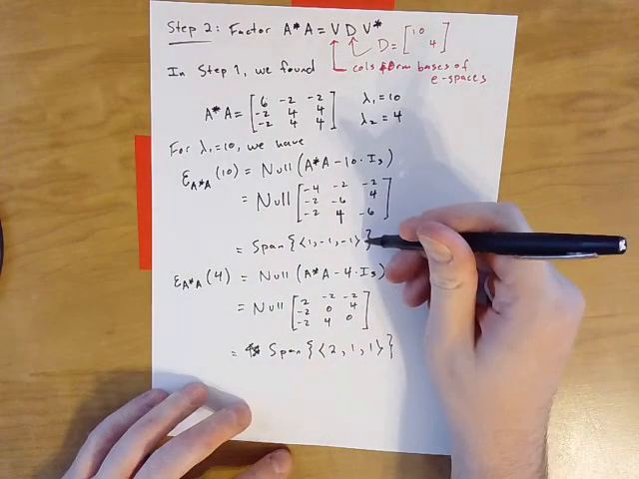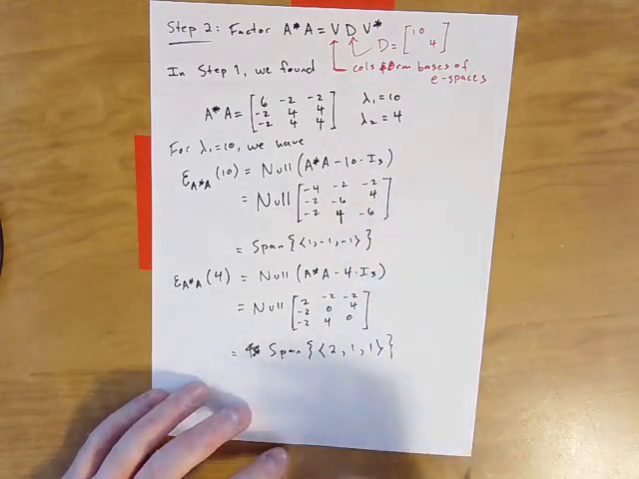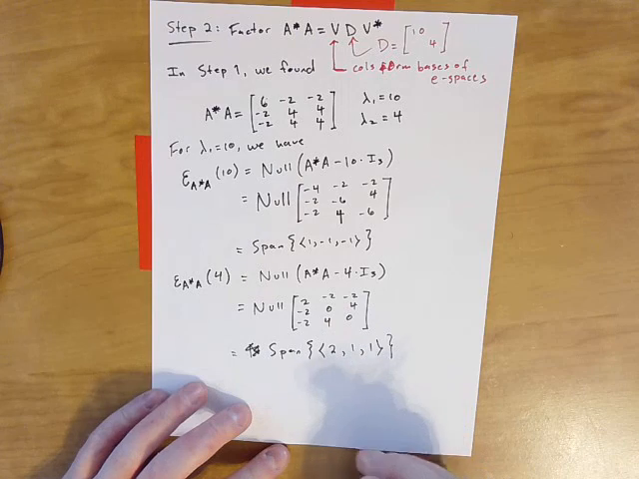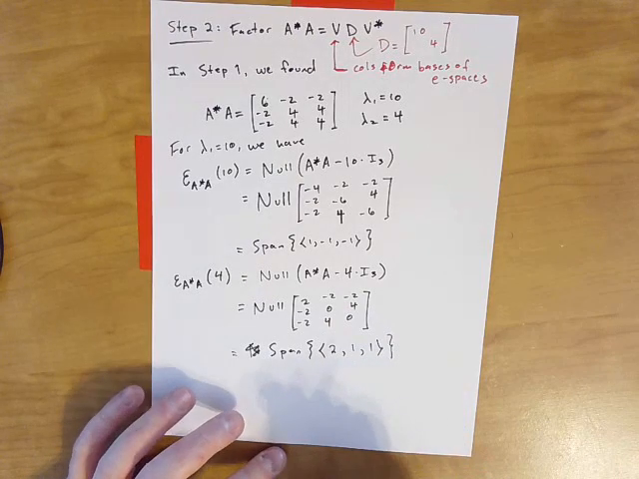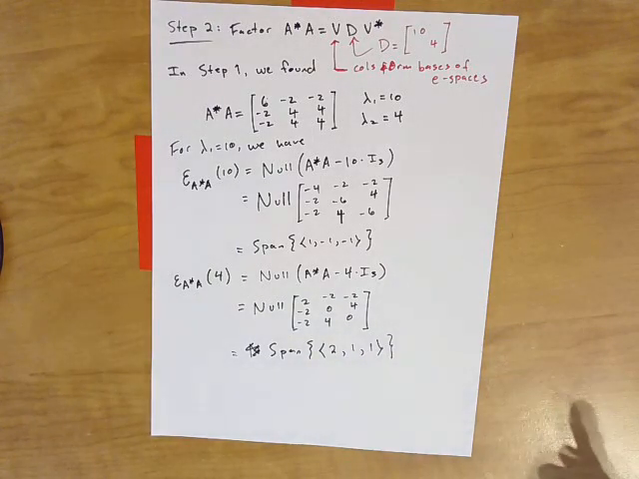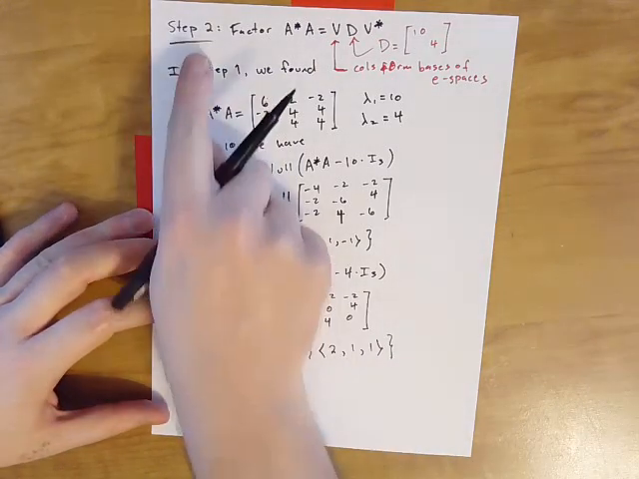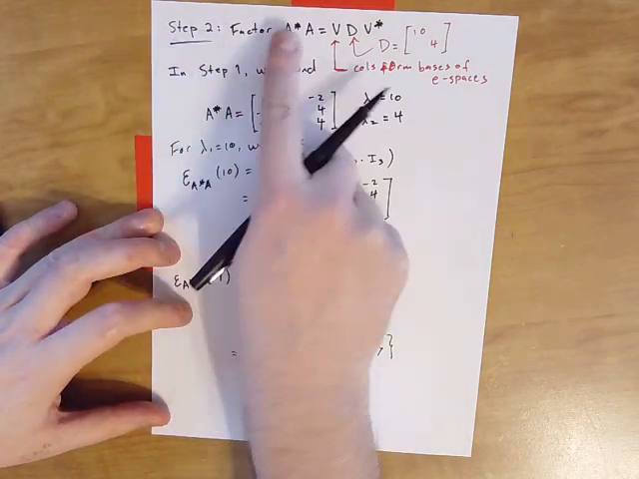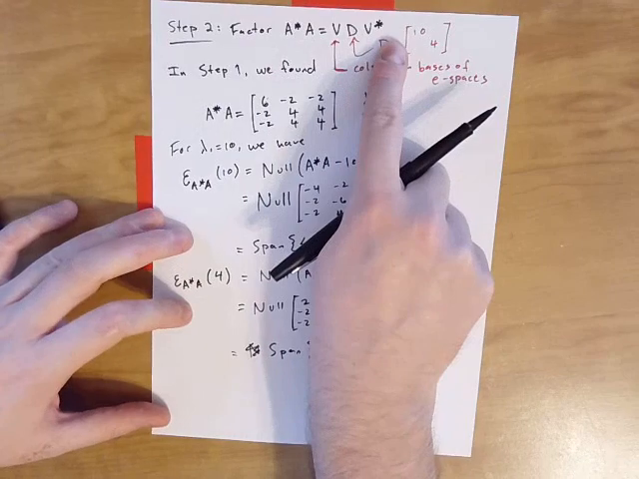If there were more vectors in either one of these bases for the eigenspaces, we would have to apply more steps of the Gram-Schmidt process, which is really where most of the tedium in this example would come from. I guess that and the characteristic polynomial calculation. So let's wrap this video up by actually writing down the explicit factorization.